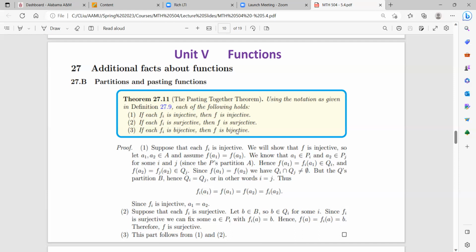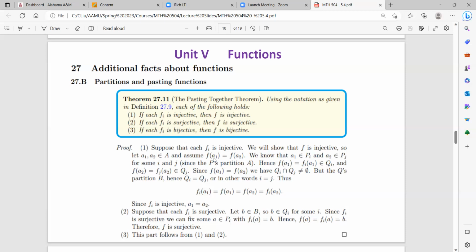Okay. So we can easily prove this theorem. For example, part A. We just assume each of these fi is injective, then we need to show f is injective. The typical way to show an injective function is to just assume f(a1) equals f(a2), where a1, a2 are from the domain, and then you should come to the conclusion that a1 equals a2, right? And that proves the injectivity.